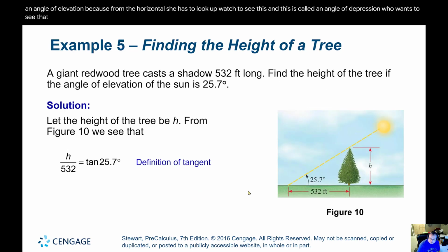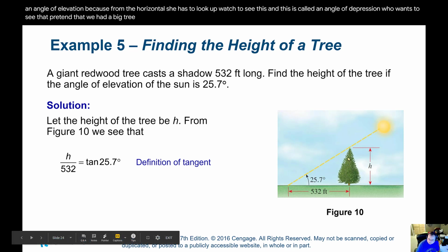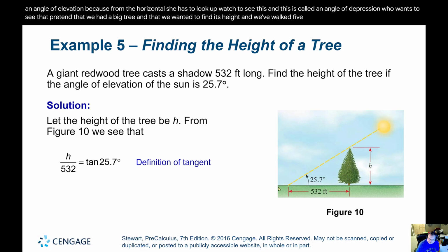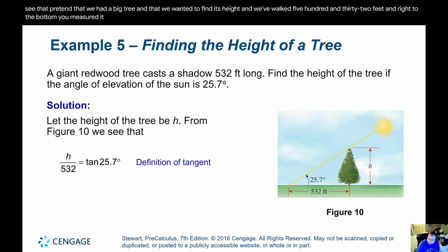Well, let's pretend that we had a big tree and that we wanted to find its height. And we've walked 532 feet. And right at the bottom, you measured the angle to the top. And it's 25.7 degrees. Can you imagine a little right angle triangle is now being formed? This side is called H, the one that we want. This is the 532, and this is the angle.